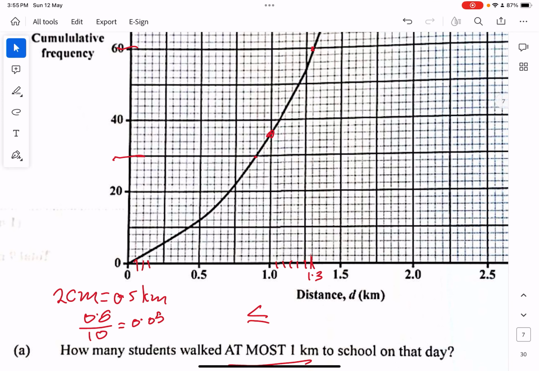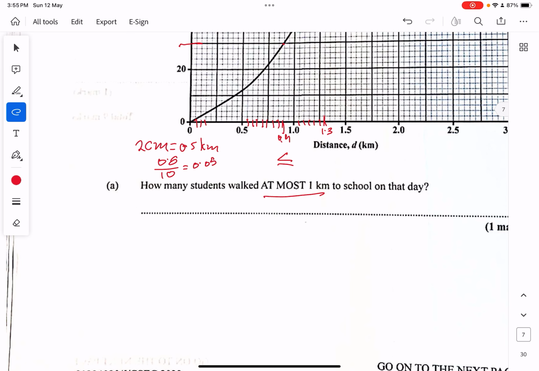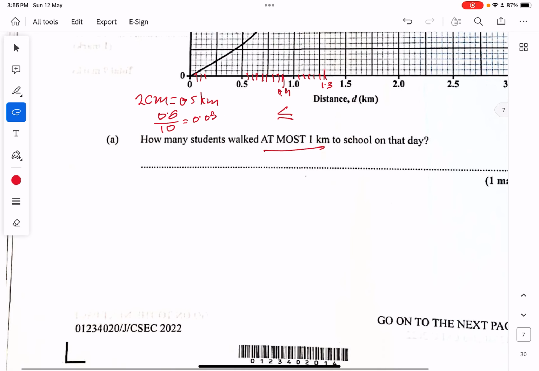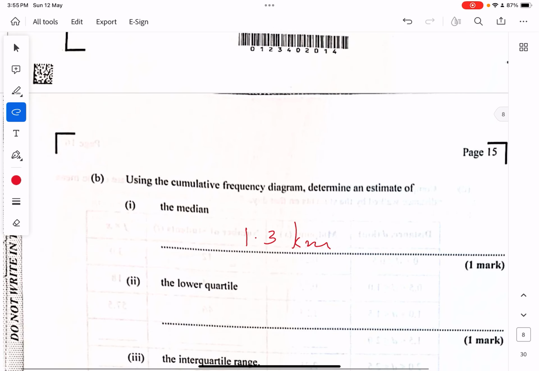Here would be 0.5, 0.55, 0.6, 0.65, 0.7, 0.75, 0.8, 0.85, and 0.9. So this is 0.9. This is 0.9. So therefore our lower quartile is 0.9.